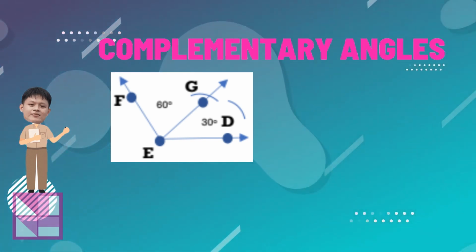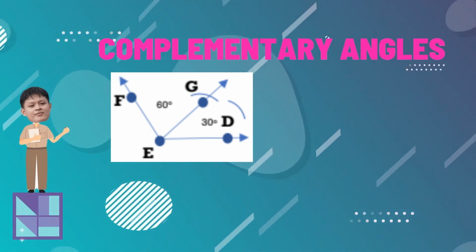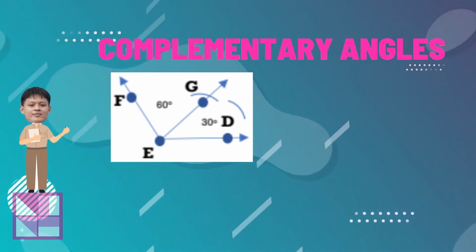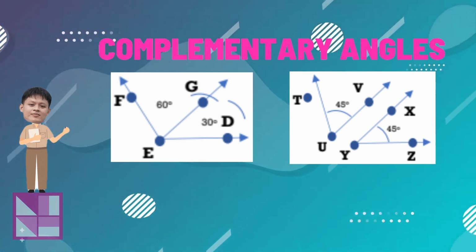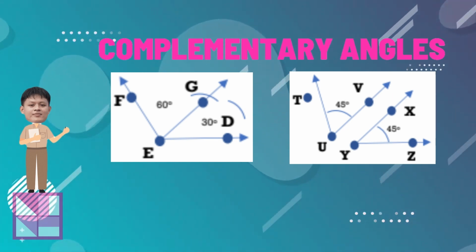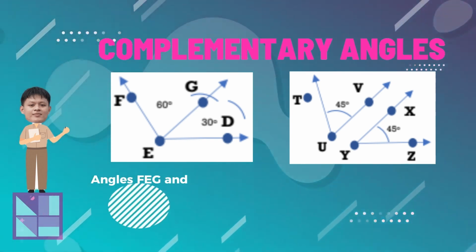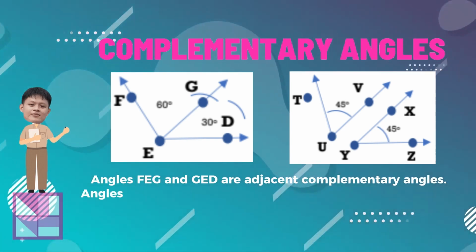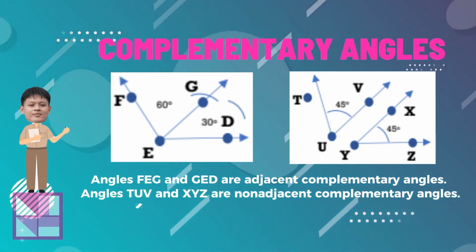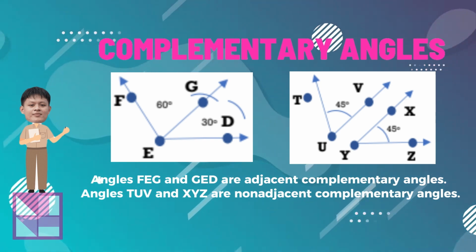Look at angle FEG and angle GED. What is the sum of their measures? Compare this sum to that of angle PUV and angle XYZ. What can you say about the sum of the two pairs of angles? If you will notice, angles FEG and GED are adjacent complementary angles. Angles PUV and XYZ are non-adjacent complementary angles.